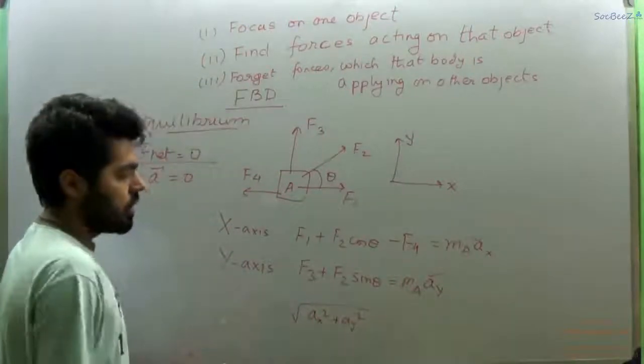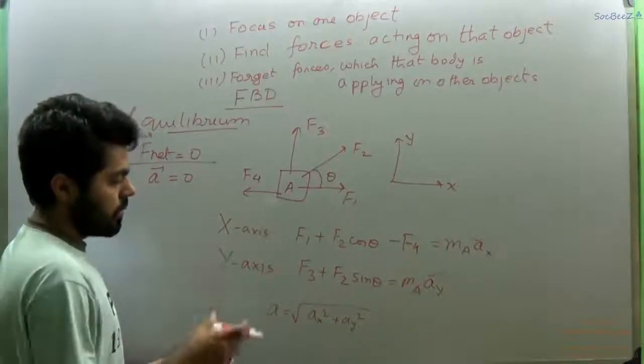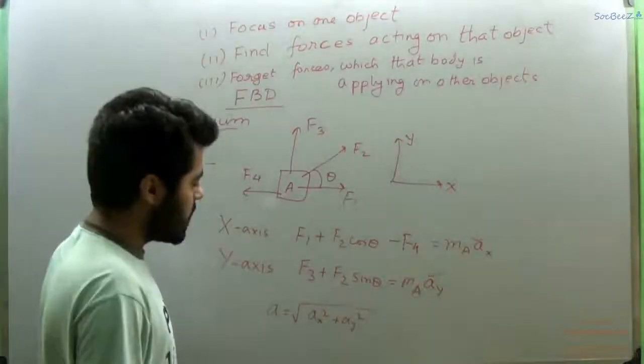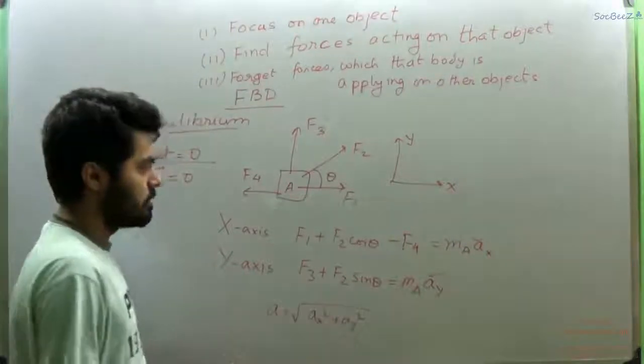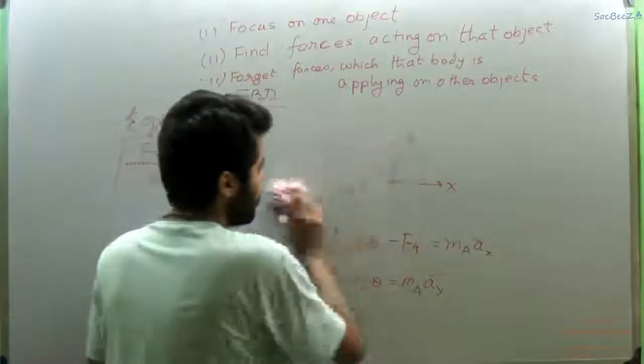From there we can also find out the angle at which it will effectively move. So that will be theta equal to tan inverse Ay by Ax. These are simple vector calculations.